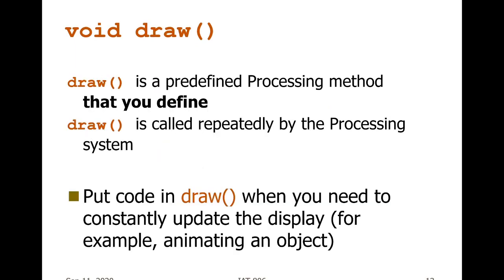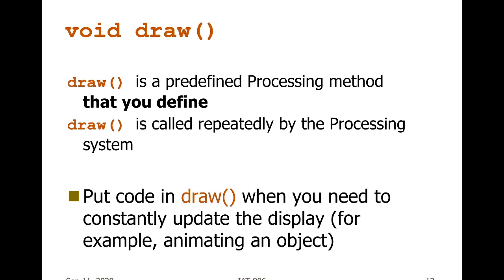Okay, now we've spoken briefly about setup. Let's now move on to draw. Like setup, draw is another method that you define. It's predefined within the processing system, and you define what it actually does. And like setup, it returns nothing, so it's got the void return type. The semantics of draw is that draw is called automatically and repeatedly by the processing system, typically around 30 times per second, but not always. You put in the draw body the stuff that you need to constantly update in the display.